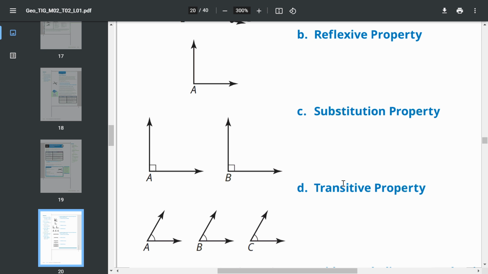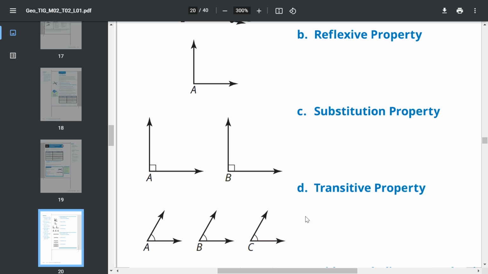As we look at this next one, I'm going to refer to the diagram, angle A here and angle B, to do the substitution property. So something that I know here in these diagrams is that angle A is equal to 90 degrees. Angle B is also equal to 90 degrees. By the substitution property, that means I know that angle A is equal to angle B. We also know that by the right angle congruency property, right? All right angles are equal to each other.